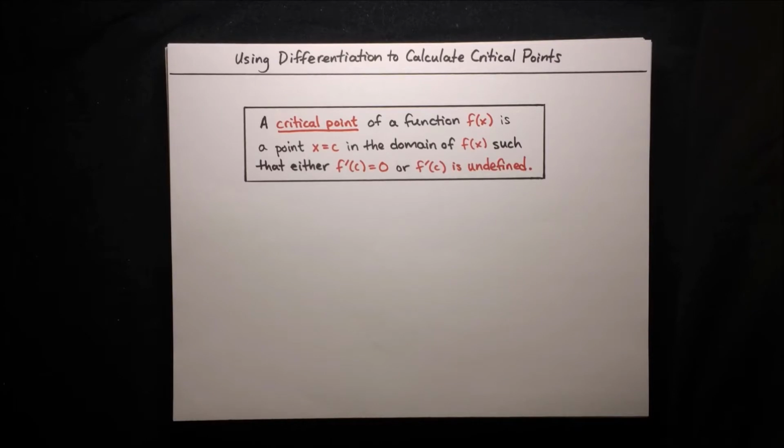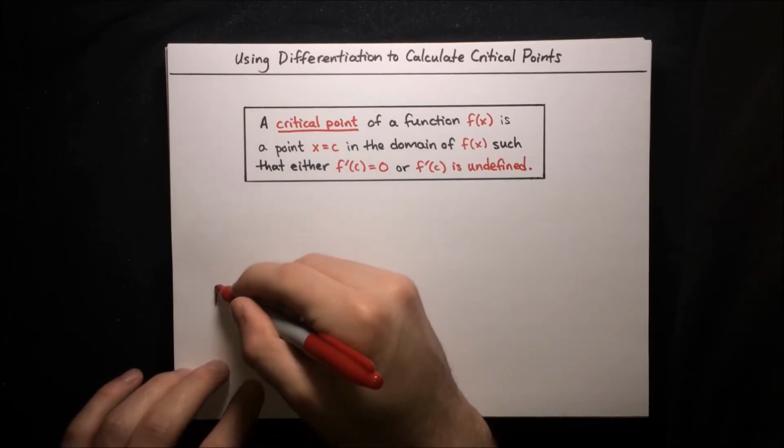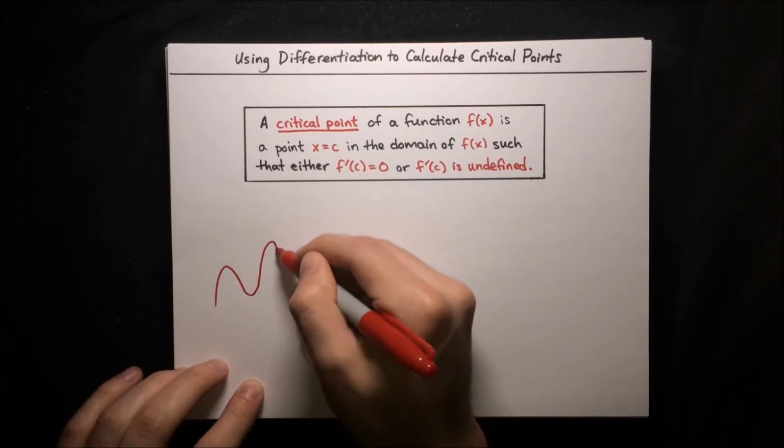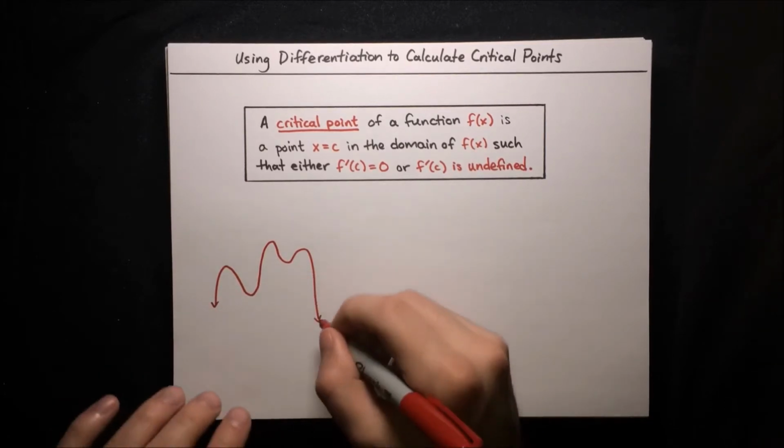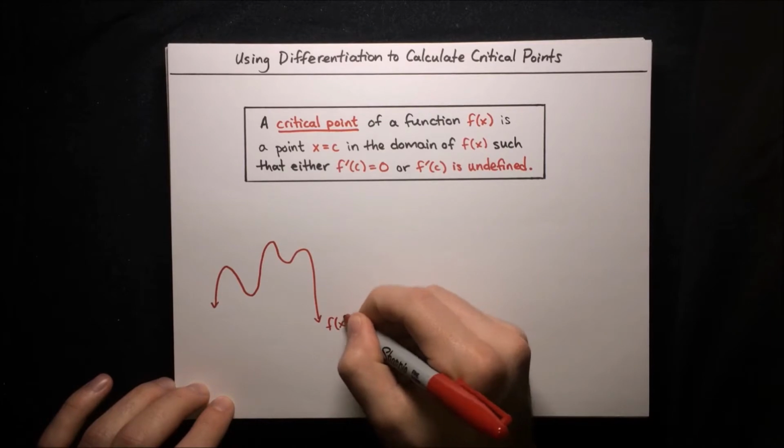Now you might be wondering, why do we even care about critical points? Well, the reason we care about critical points is that they are candidates for maxima and minima of functions. Suppose we draw up a function that has several maxima and minima. How about something like this here? So suppose this function is f of x.